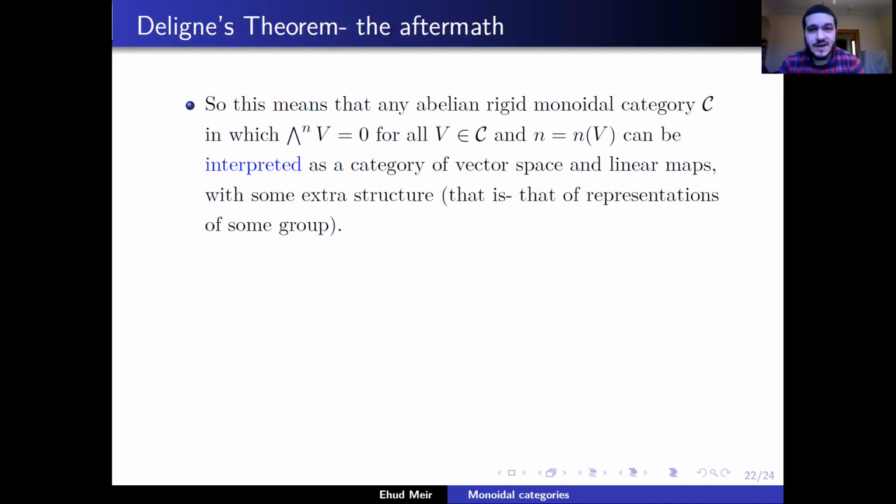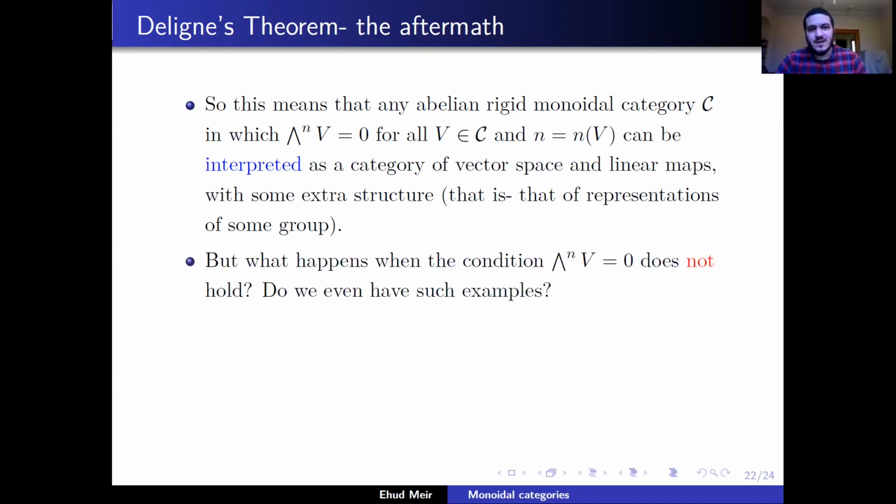Okay, so let's see what this means. It means that any abelian rigid monoidal category in which the exterior power vanishes for n big enough, we can interpret as a category of vector spaces and linear maps with some extra structure. That is, that of representations of some group. And then we can ask, okay, but then what happens when the condition that the exterior power vanishes doesn't hold?